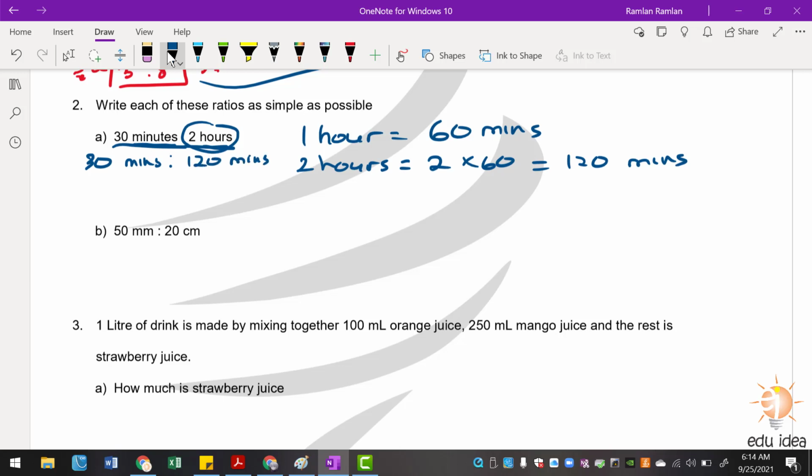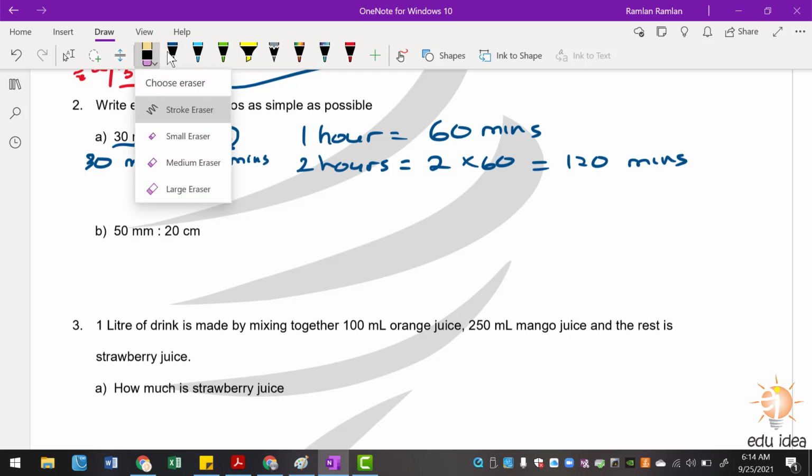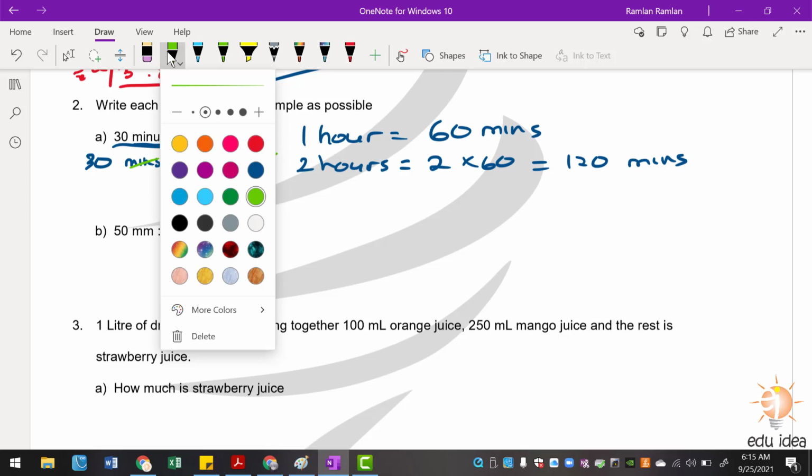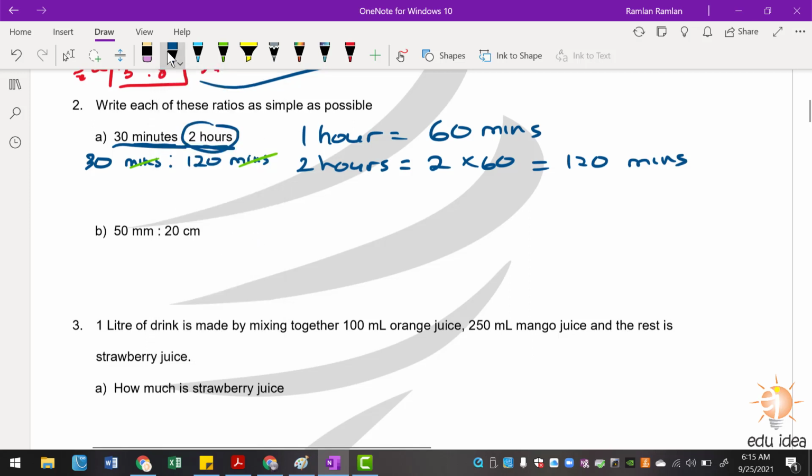Now since we have the same dimension again, and we have the same unit now, we can cancel the unit, which is minutes, because they are the same. So that leaves us with the 30 and the 120, right? Okay, so I'm going to rewrite this here. So we have 30 to 120.